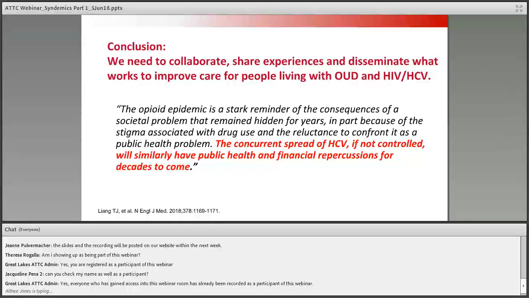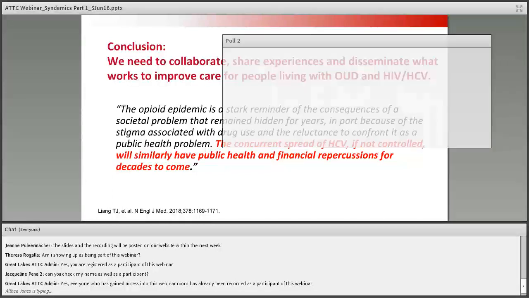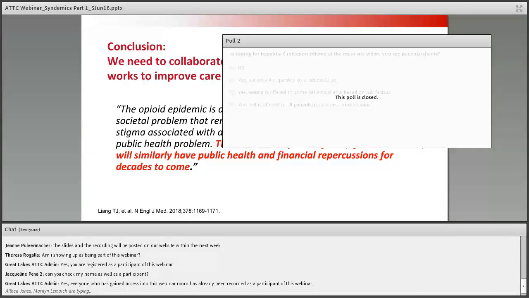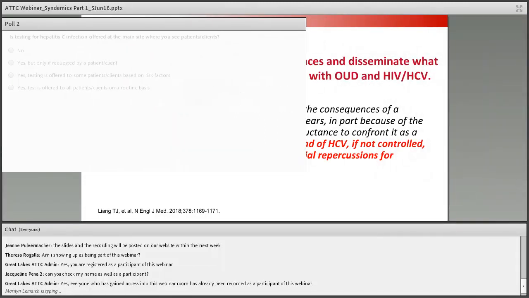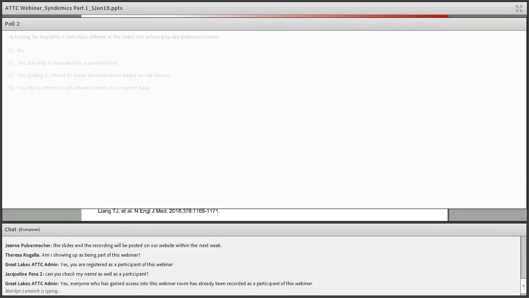Thank you so much, Dr. Westergaard. There were a couple of polling questions that we're just going to put up right now. You'll be able to see them on your screen, and these are just for Dr. Westergaard to get an idea about where you're working and what you're doing. The first one is: is testing for hepatitis C infection offered at the main site where you see patients and clients? And then the second question will come up shortly.